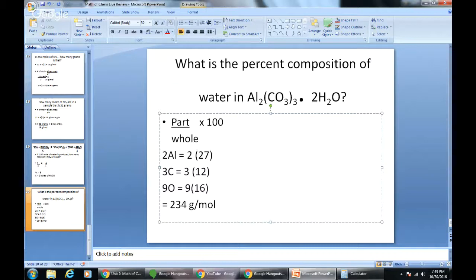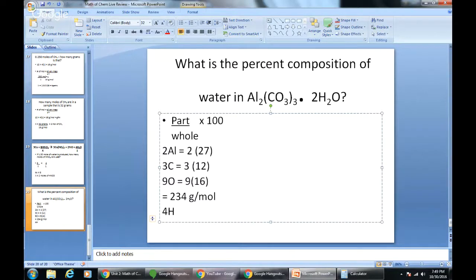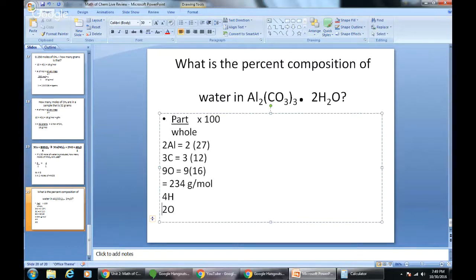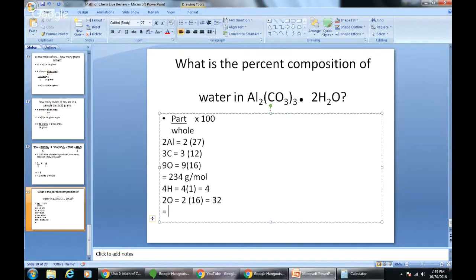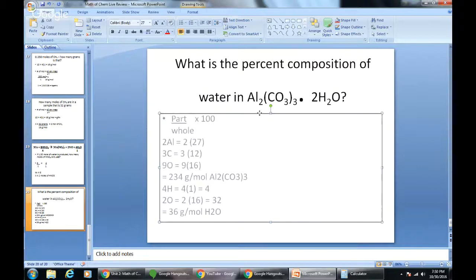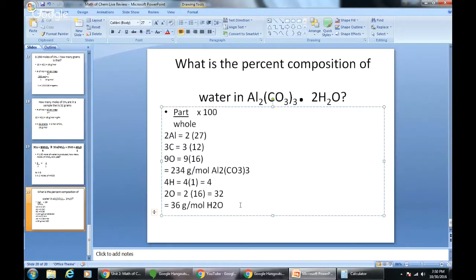So water, we have 4 hydrogens and 2 oxygens. 4 times 1 equals 4, 2 times 16 equals 32. So that's 36. Let me just write out what this is: Al2(CO3)3. That tells you a bunch of information, and this is going to help you do the entire question.